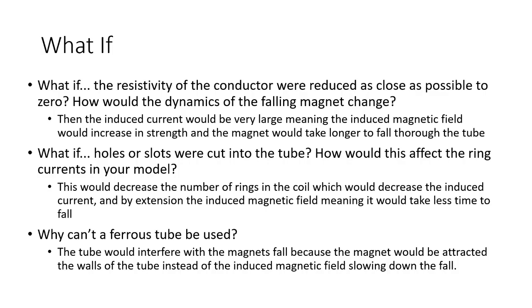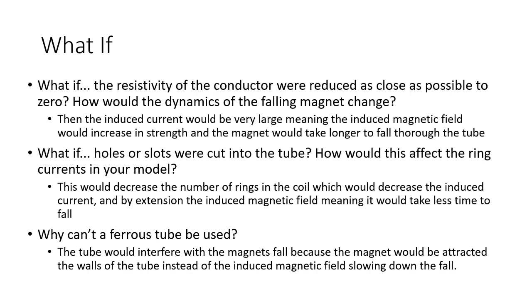What if the resistivity of the conductor were reduced as close as possible to 0? How would the dynamics of the falling magnet change? So if the resistivity dropped, the induced current would be very large, meaning the induced magnetic field would increase in strength, and it would spend more time in that constant velocity falling very slowly through the tube, so it would take longer to fall through the tube.